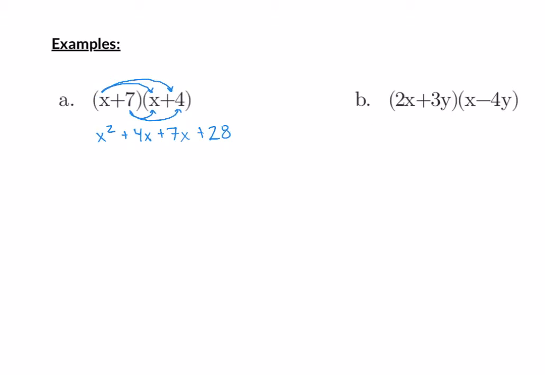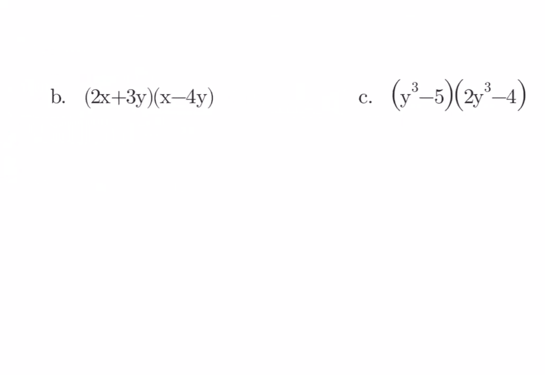From here we want to simplify, or combine like terms. Remember that we're just adding or subtracting at this stage. The only thing that I can combine is my 4x and my 7x. If we combine those, we get 11x, because we add our coefficients and keep the same variable. Then I bring down my 28. And we're done. All right, let's try some that are a little bit more challenging.